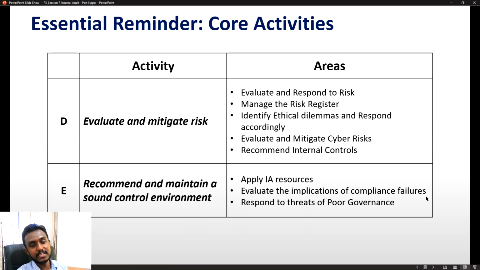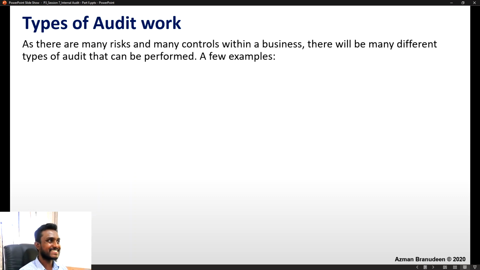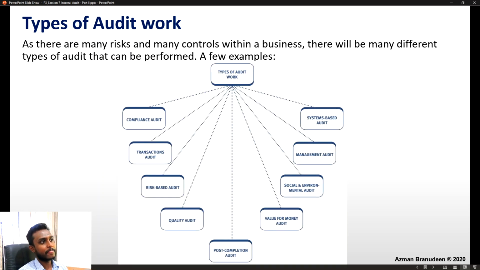There's a lot of detail with respect to internal audit that we need to be aware of. That is what we are going to look at in this part. To start with, let's look at the types of audit work. As there are many risks and many controls within a business, remember risk categories, there will also be many different types of audit that can be performed. A few examples are here.